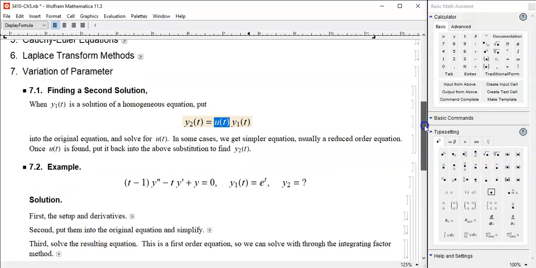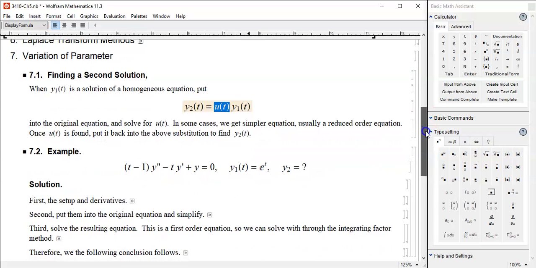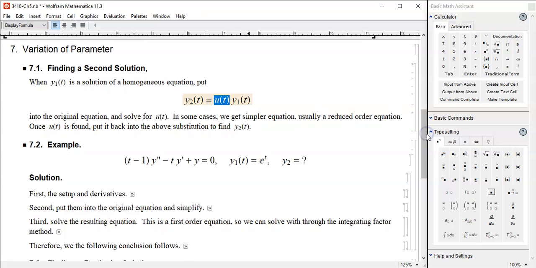Let's see, I don't think I can do all these in a single video, so let's take just a little bit more time reviewing this. So let's begin with an equation here. One solution is given there, and you're looking for the second solution. How do we do that? Variation of parameter. U of t times the previous solution, and you're looking for this u.